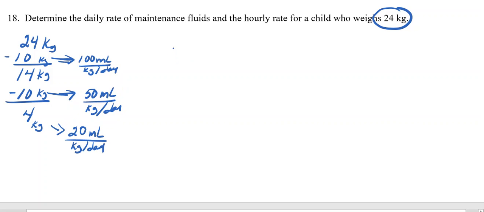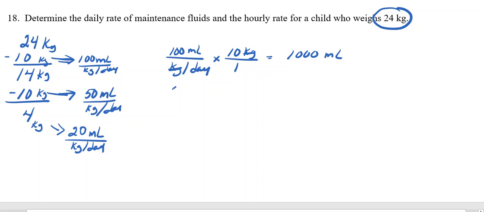Okay, so start our multiplication. So 100 milliliters per kilogram per day times the first 10 kilograms of weight, because she does weigh more than 10. Kilograms cancel. That's going to be 1,000 milliliters.